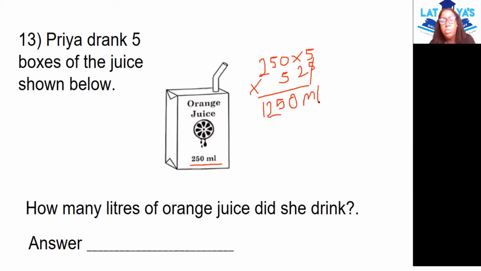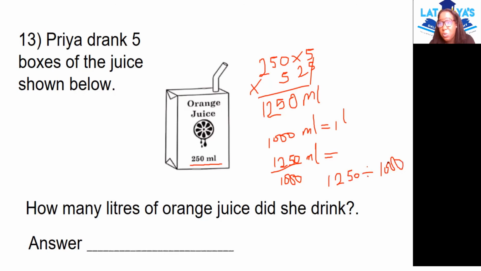Notice they asked us, how many liters of orange juice did she drink? So we have to convert milliliters to liters. Now, 1000 milliliters is equal to 1 liter. So here we have 1250 ml, and we want to convert this to liters. What do we do? We divide. Now it's very easy to divide by 10, 100, and 1000. If I have 1250 and I want to divide this by 1000, when I'm dividing by 1000 or 10 or 100, I shift my decimal point to the left. I have 3 zeros here, so it means I'm going 1, 2, 3 places. So my answer would be 1.25 liters.